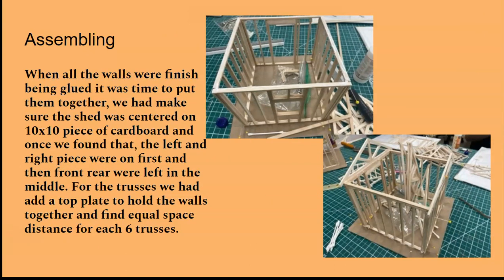We had to make sure the shed was centered on a 10 by 10 piece of cardboard. We used the same cardboard that we used for the drawings to put the wood on. First, we put the front and rear walls. Then we put the side walls, and then I had to add a top plate on top of it so that they can hold together. Then we have to find an equal space distance for each of the 6 trusses.